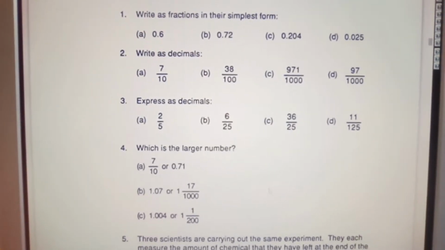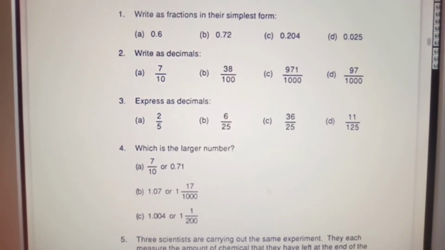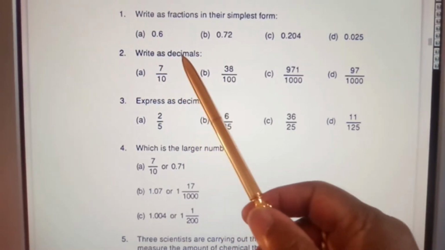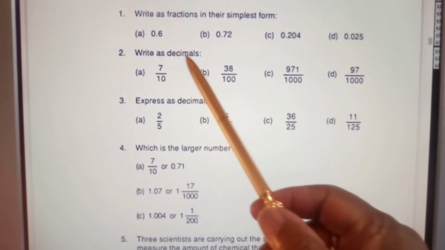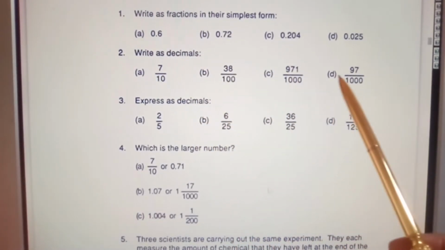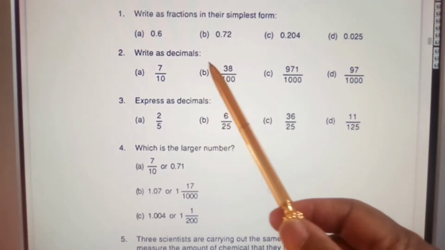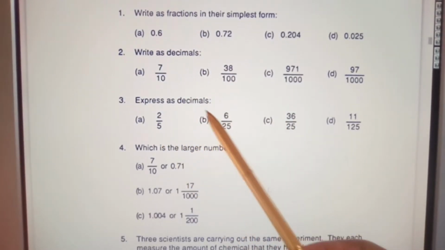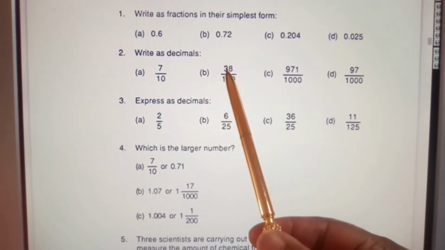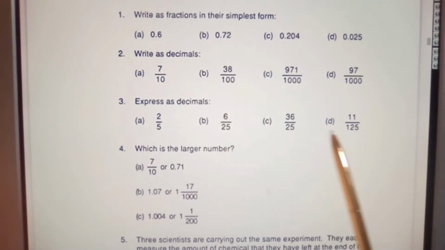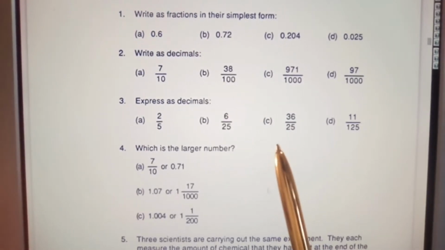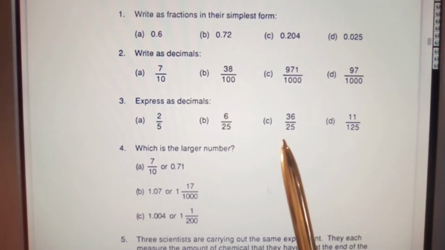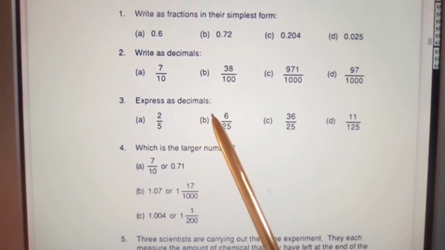Now what's the first thing we need to do? We're looking at writing these as decimals, so we're converting. We have done this already, when we were converting to decimals, expressed as decimals. There is a link between these and these here, all of these. The principle of division still applies. Write as decimals, expressed as decimals.